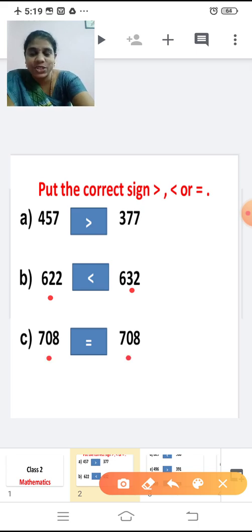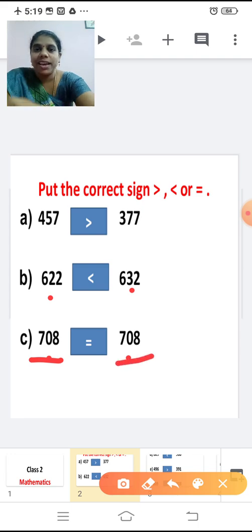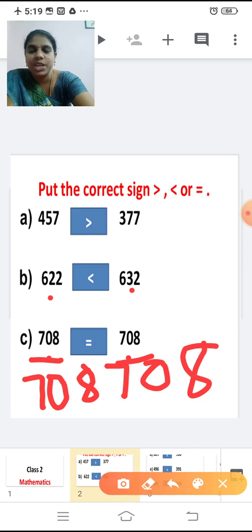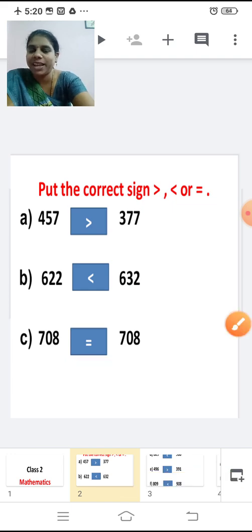708 and 708. Now tell me what symbol will come in between. Think and tell me. Just see all the digits. In both the numbers, all the digits are the same, isn't it? Here 7 in the hundreds place, in this also 7. Here 0 in the tens place, here also 0 in the tens place. And here 8 in the ones place, here also 8 in the ones place. So all the digits are the same. So what symbol do we have to put? Equal to sign.